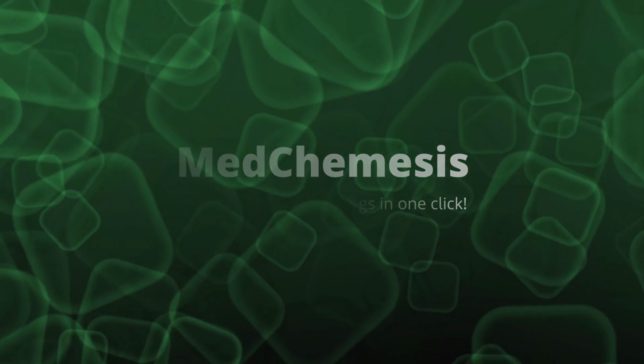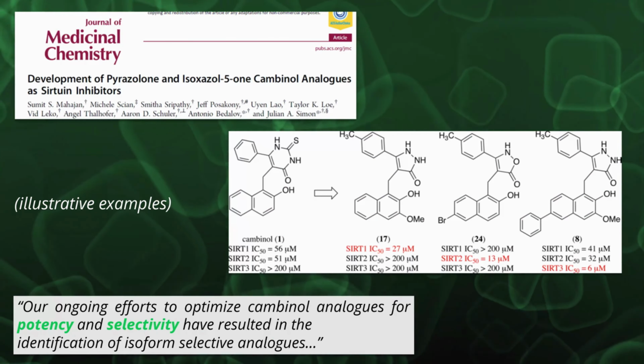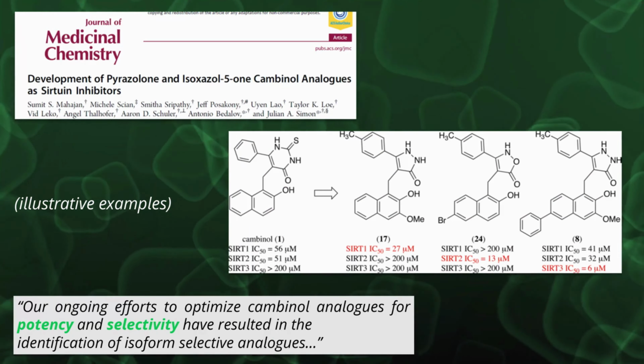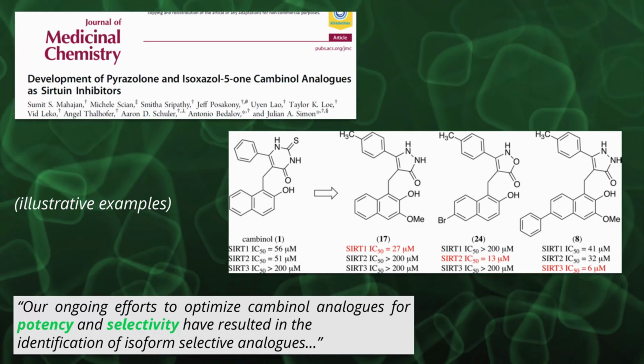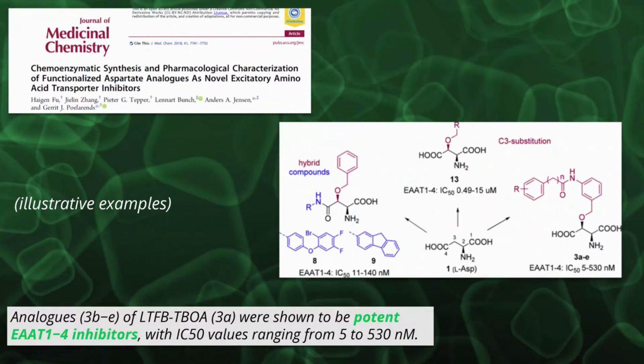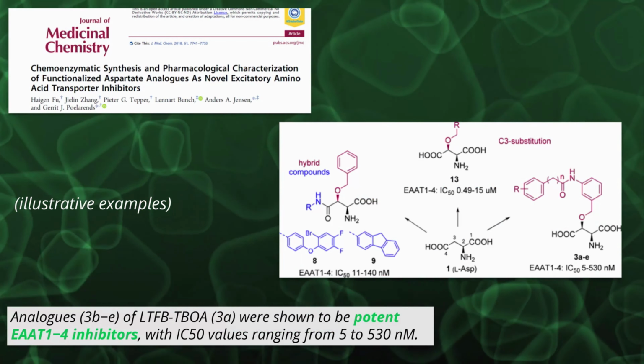In medicinal chemistry, ligand analogs refer to molecules that are structurally similar to a target ligand or a drug. These analogs are designed to interact with the same biological target or receptor as the original ligand, often with the aim of improving its pharmacological properties.